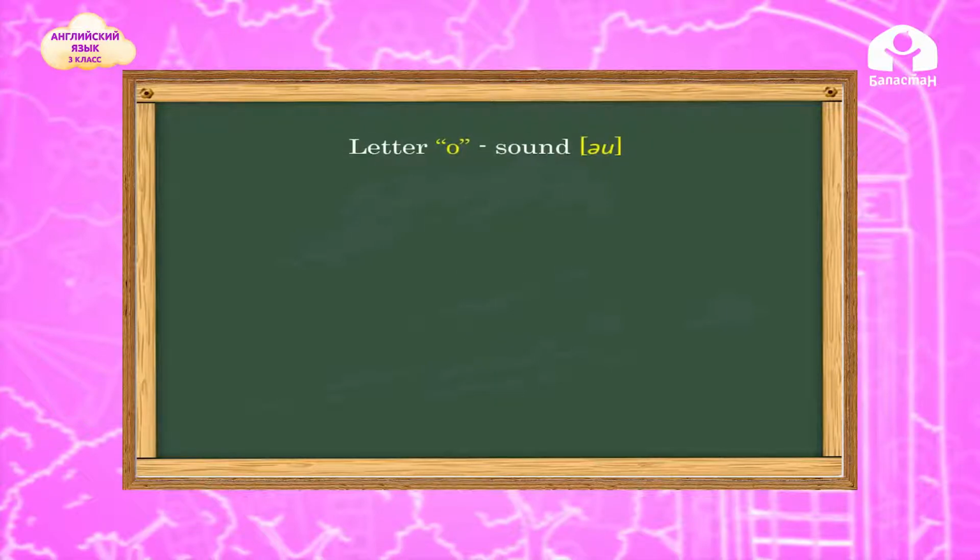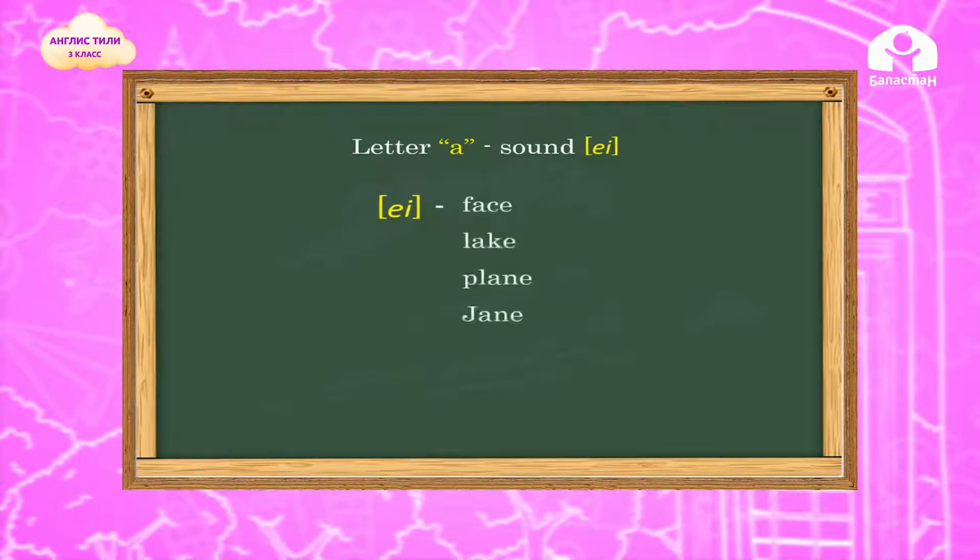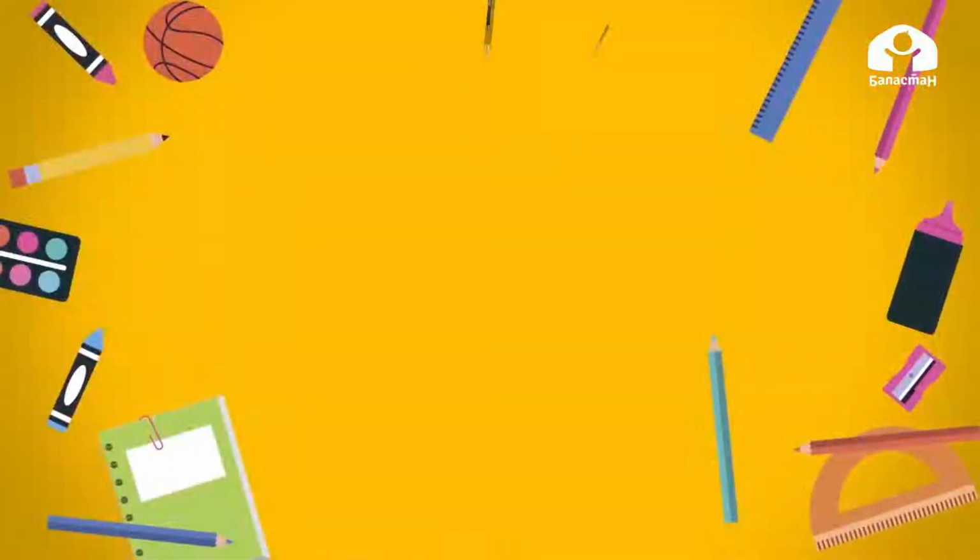Letter o, sound o. No, go, so, tomato, rose, nose, close. Letter a, sound a. Face, lake, plane, place, Jane. Okay, try to read these words yourself. Well done.